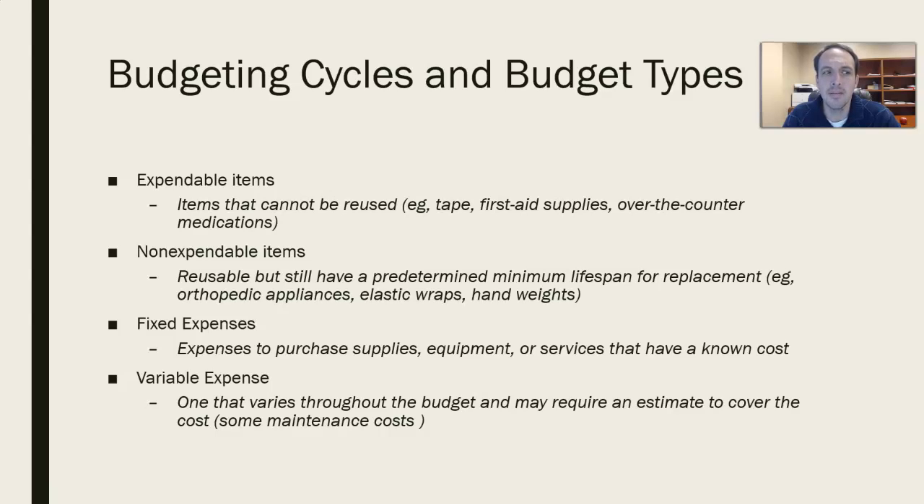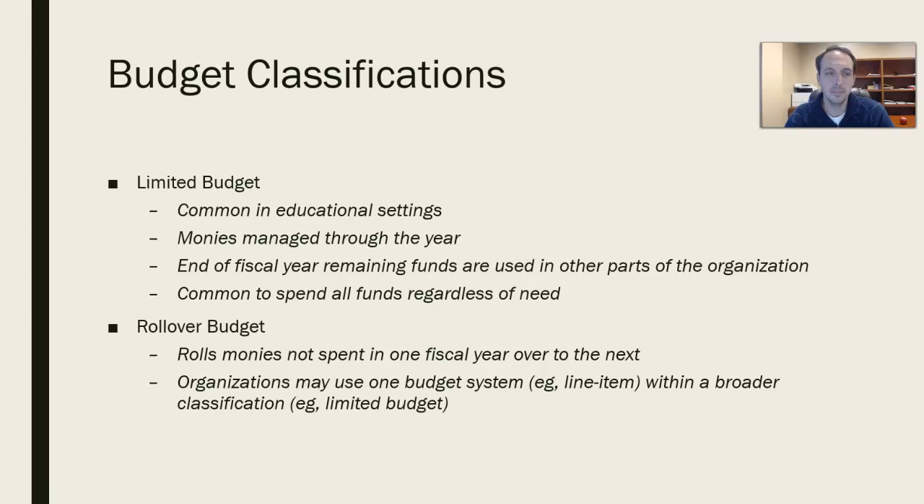There's also fixed and variable expenses. Fixed expenses are things that do not change regarding the amount that you need, and they have some sort of known cost. So if you were to purchase a piece of equipment, that would be a fixed expense. However, something like tape would be a variable expense. If you have more athletes or you're taping more, it would cost more, and vice versa. So fixed and variable expenses.